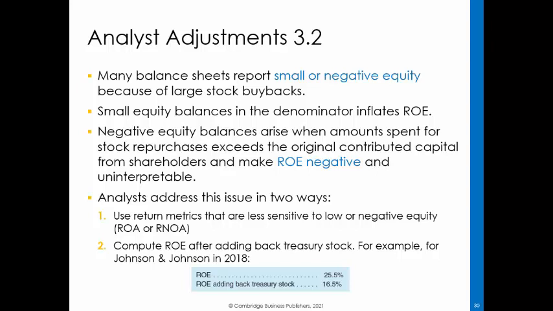Negative equity balances can even occur when stocks are repurchased at prices that have increased markedly, such that the cash received to repurchase stock is large compared to the cash received from stock issuances. There is no easy solution when equity is near zero or negative. Instead, a few practical means utilized by analysts when confronted with this issue are to either use metrics less sensitive to low or negative equity, such as ROA, or to compute ROE after adding back treasury stock, such as was done with the Johnson & Johnson example on this slide.